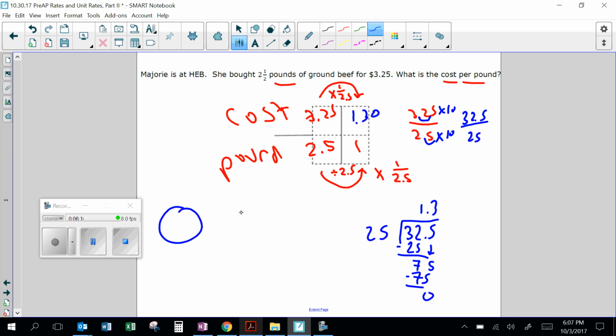So let's see if this is true. The first pound I buy costs $1.30. The second pound costs $1.30. That's $2.60. But then I get half of it. Half of $1.30 is 65 cents. $1.30 plus $1.30 plus 65 cents will be $3.25.